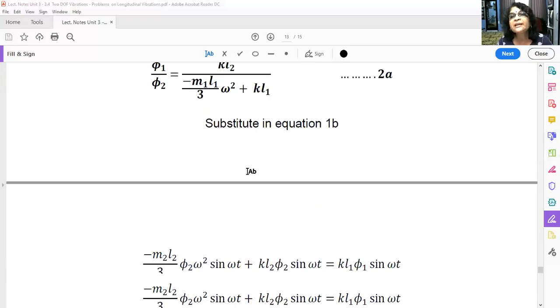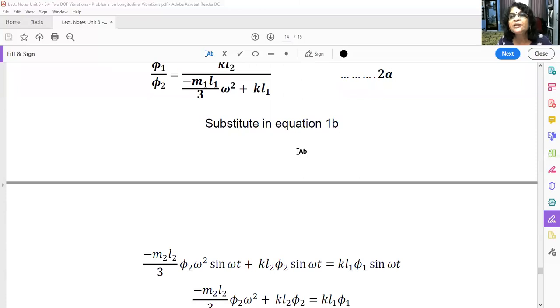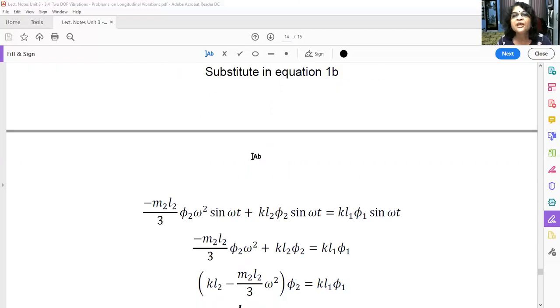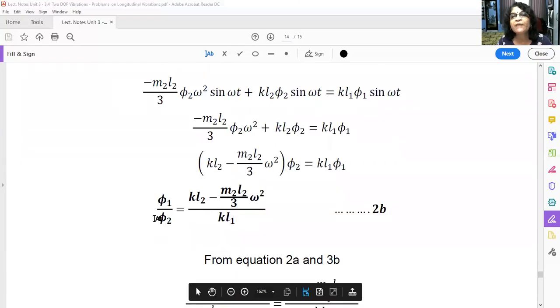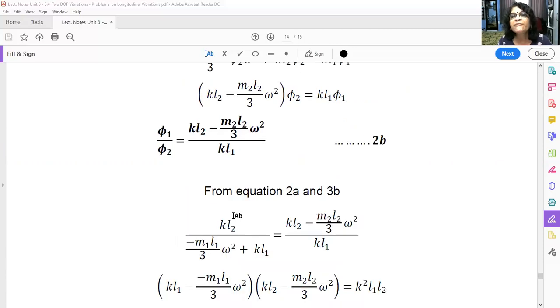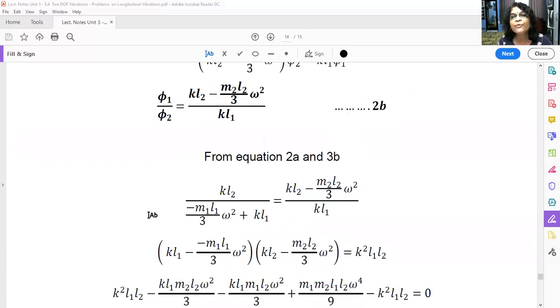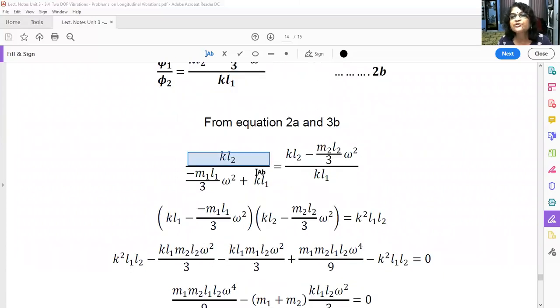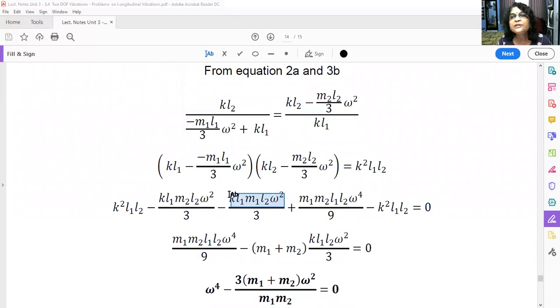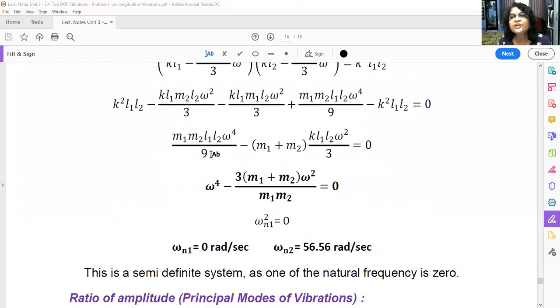Understood? Similarly, putting the values of theta 1, theta 2 and theta 2 double dot in the second equation, you will get the second ratio. Phi 1 upon phi 2 is equal to (KL2 minus M2 L2 by 3 omega square) upon KL1. So again, equating these two equations for phi 1 upon phi 2, you cross multiply these two equations and simplify the result in terms of omega raised to 4.